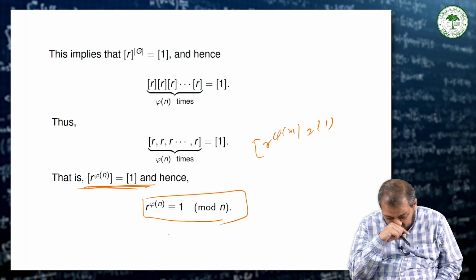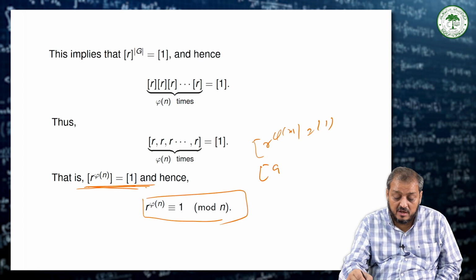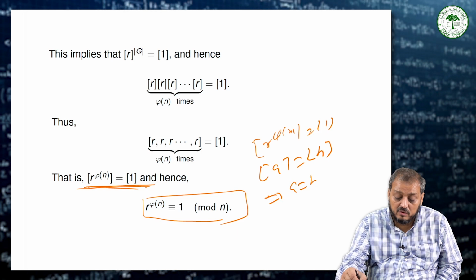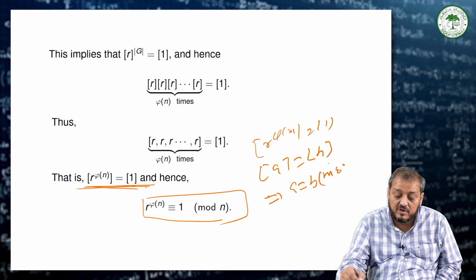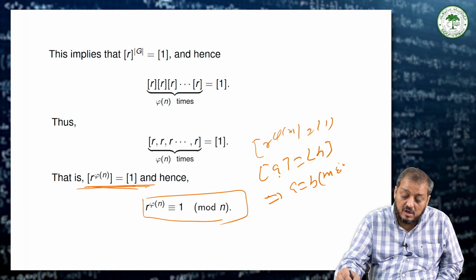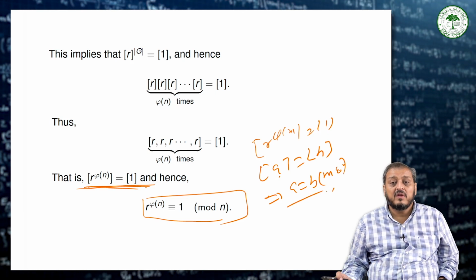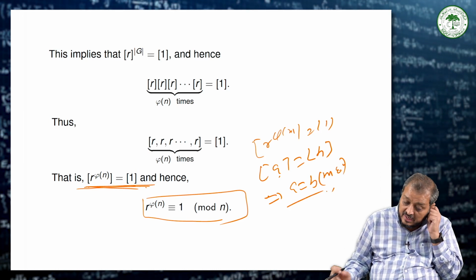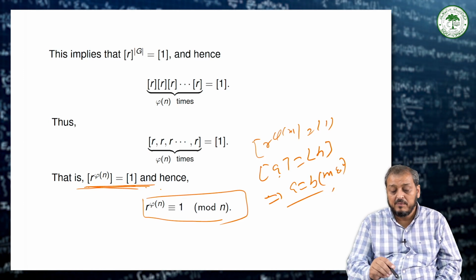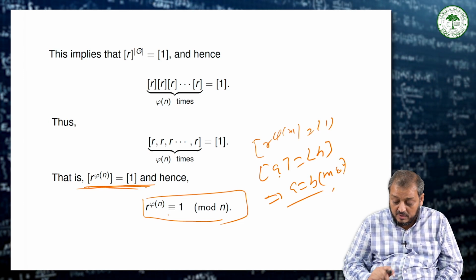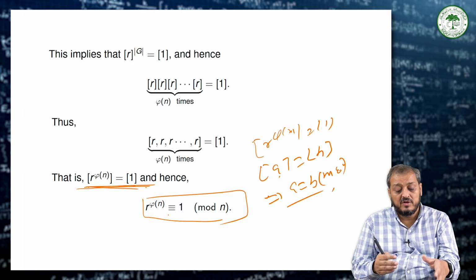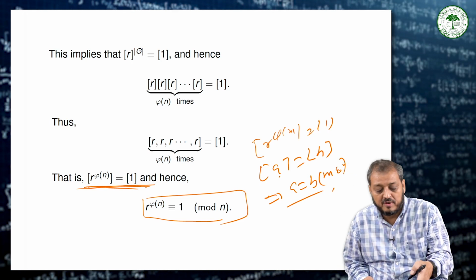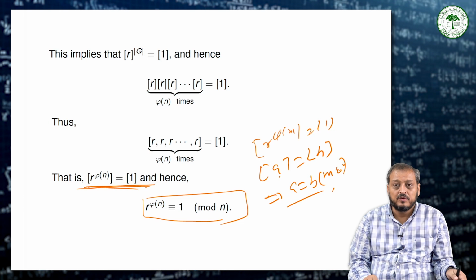By this, we can use the definition: the congruence class of a is the same as the congruence class of b implies a is congruent to b mod n. So we can say that we can prove this result very trivially. We can say that r to the power phi(n) is congruent to 1 mod n. So we prove this, and this result is completely proved.